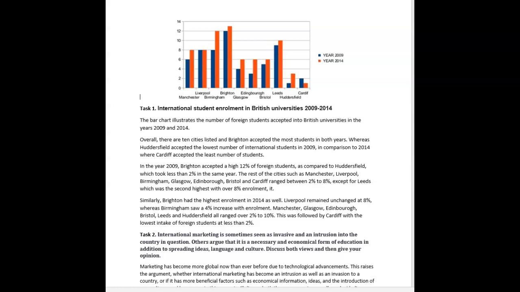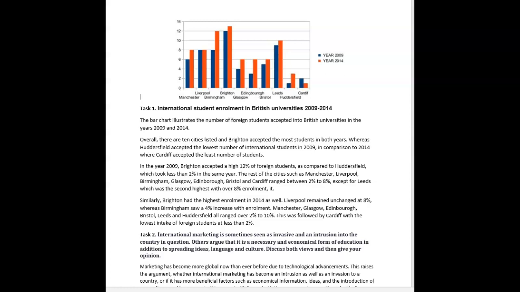The bar chart illustrates the number of foreign students accepted into British universities in the years 2009 and 2014. It's not entirely true. What is enrollment? Enrollment is actually the students that decide to register and attend the school. So accepted numbers are usually higher. Like a school might accept 200 students and then only 150 of those students actually enroll. So saying that they were accepted and saying that they enrolled, those are not synonymous. Okay, so just be aware of that.